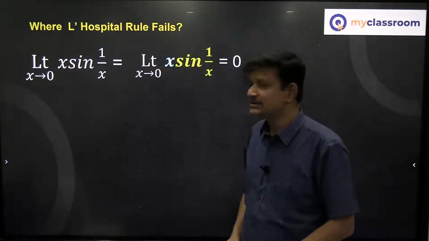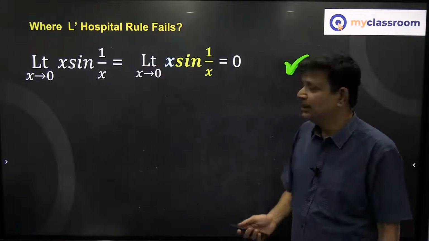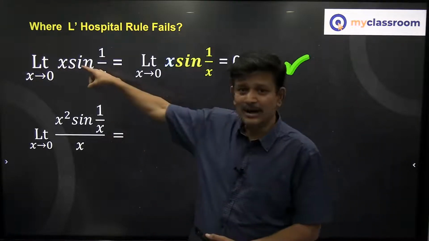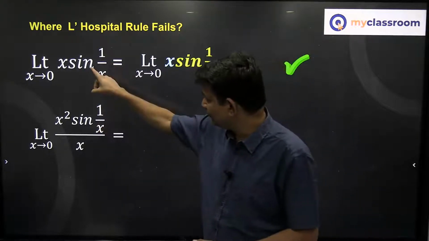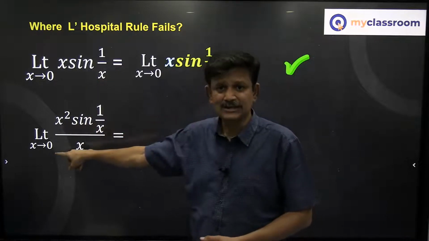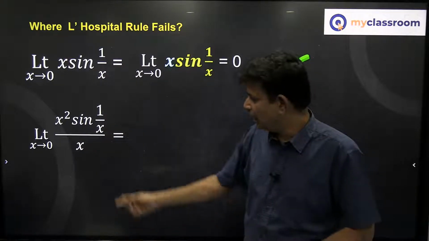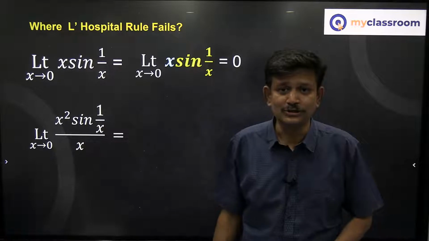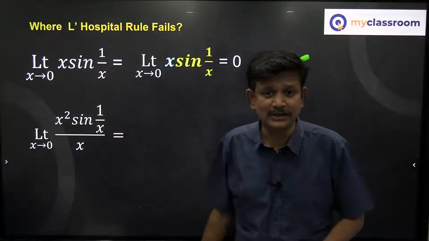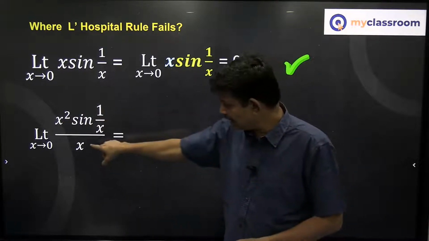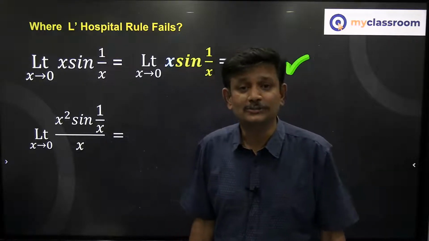Now, how to apply L'Hospital rule here? This is not 0 by 0 form or infinity by infinity form. So for that, what I will do is multiply and divide by x. I'll multiply numerator and denominator by x. So what will this limit convert to? Limit x tends to 0, x square sine 1 by x divided by x. Now, as x tends to 0, where is the numerator approaching? 0. X square is close to 0 multiplied by a number between minus 1 and 1, so the numerator is approaching 0. And the denominator is also approaching 0. So this is 0 by 0 form. Now L'Hospital rule can be applied.